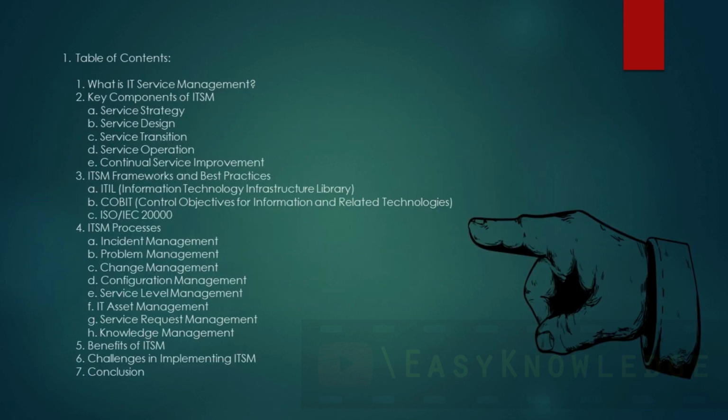Table of contents. 1. What is IT Service Management? 2. Key components of ITSM. A. Service strategy. B. Service design. C. Service transition. D. Service operation. E. Continual service improvement. 3. ITSM frameworks and best practices. A. ITIL. B. COBIT. C. ISO IEC 20000.